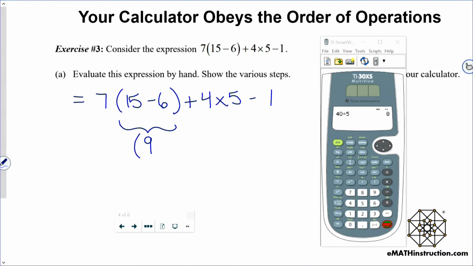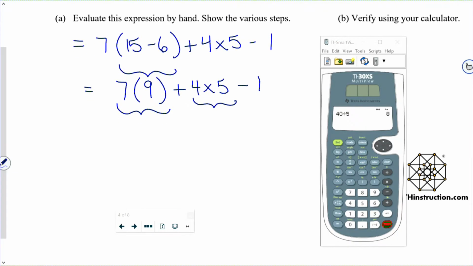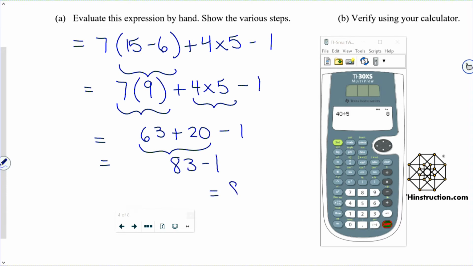That's going to give me 9. I'll leave that in parentheses with the 7 outside. Then I've got that 4 times 5 minus 1. Now, order of operations would say, okay, now I have to do the 7 times 9 and the 4 times 5 next. So that's going to be 63 plus 20 minus 1. And now order of operations says do your addition and subtraction from left to right. 63 plus 20 is 83, minus 1 gives me a final result of 82.